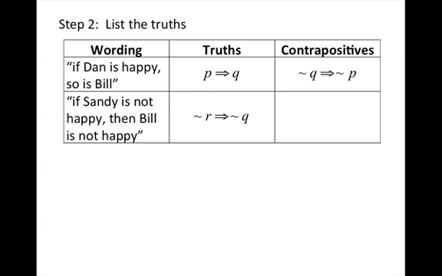I'm told that this is true. Since I'm told this is true, let me automatically list the contrapositive, which would also be true. So I switch the order and negate each side, and I get Q implies R is true.